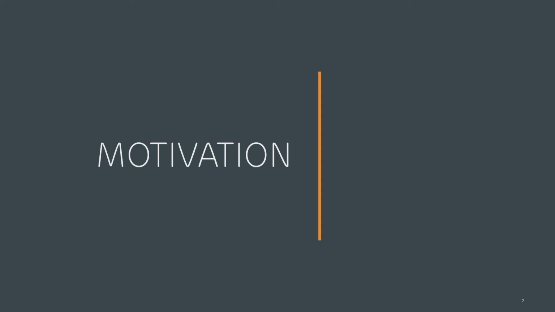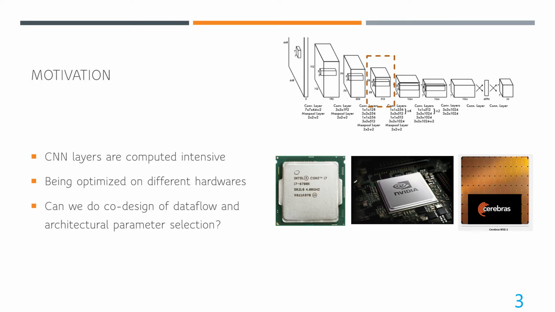Let's look at the motivation for our work. Deep neural networks are finding more applications and they are getting bigger. Convolutional layers are the most compute-intensive operations in most deep neural network pipelines. Optimizing CNNs for a fixed architecture is challenging. Significant work has been done on optimizing CNNs on different types of processors like CPUs, GPUs, and even emerging accelerators.